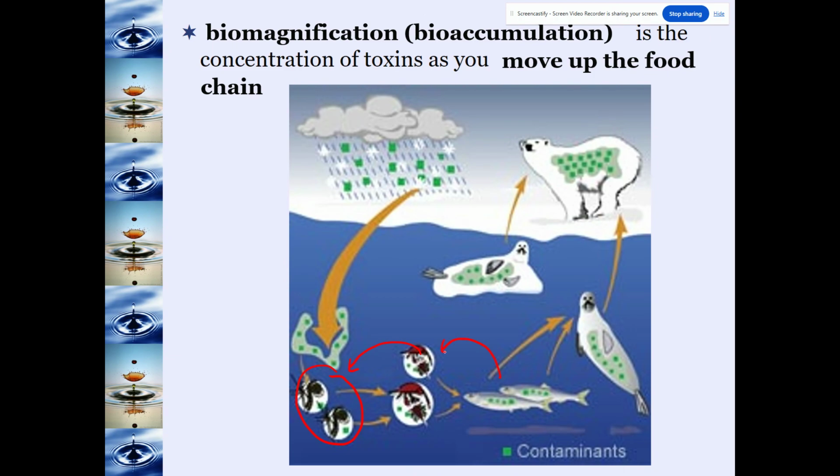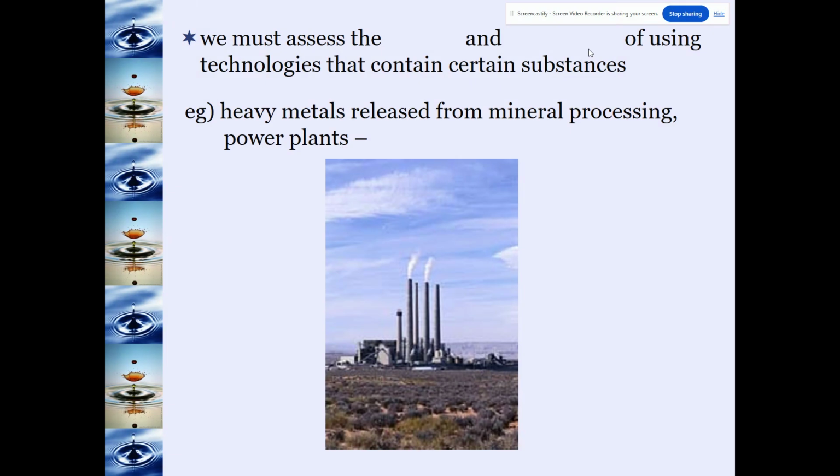That organism eats a bunch of those, and so on until you get to the organism at the top of the food chain, and they have a huge amount of that toxin in them. Okay, so this is known as biomagnification. It's the increase in concentration of toxins as you move up the food chain. So we obviously have to be very careful when we are doing any type of industrial processes that may create some toxins, that we're disposing of them and storing them in very safe ways. So we must assess our risks and benefits of using the substances.